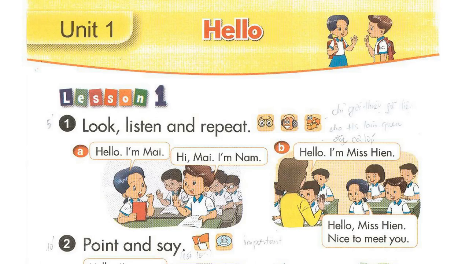Page 6. Unit 1. Hello. Lesson 1. Activity 1. Look, listen, and repeat. A. Hello, I'm Mai. Hi, Mai. I'm Nam. B. Hello, I'm Miss Hien. Hello, Miss Hien. Nice to meet you.